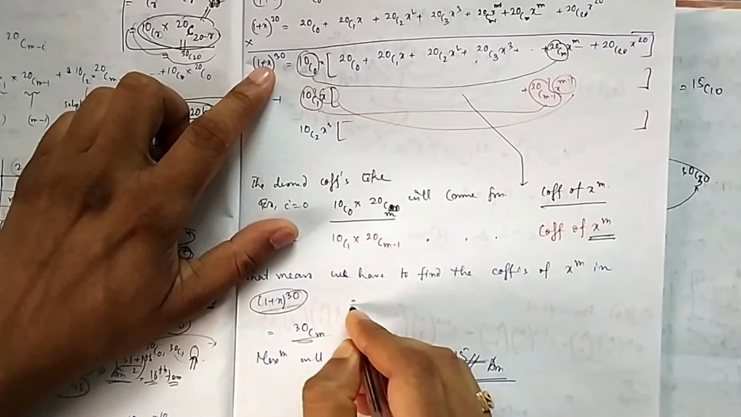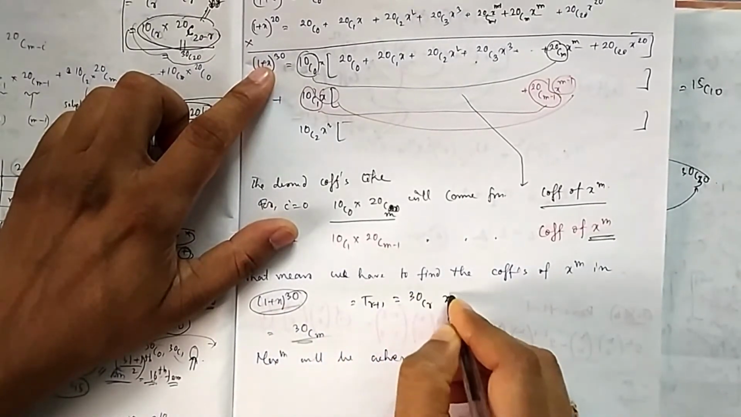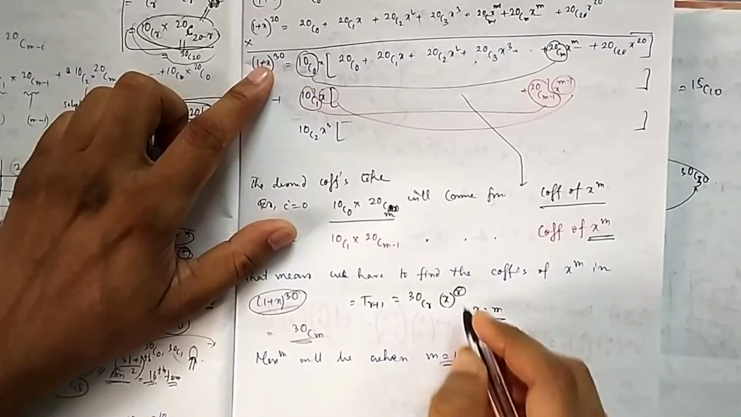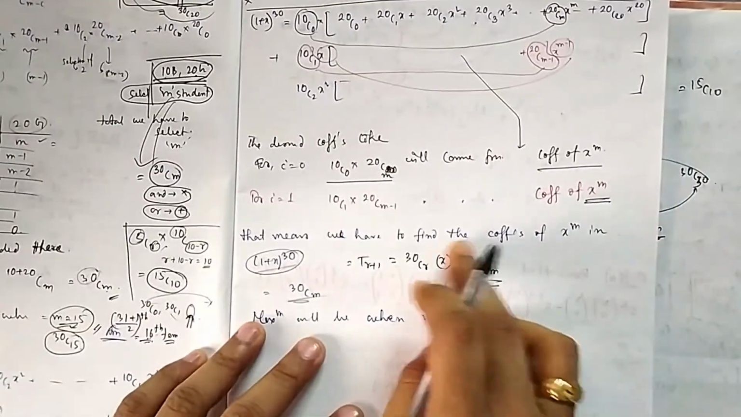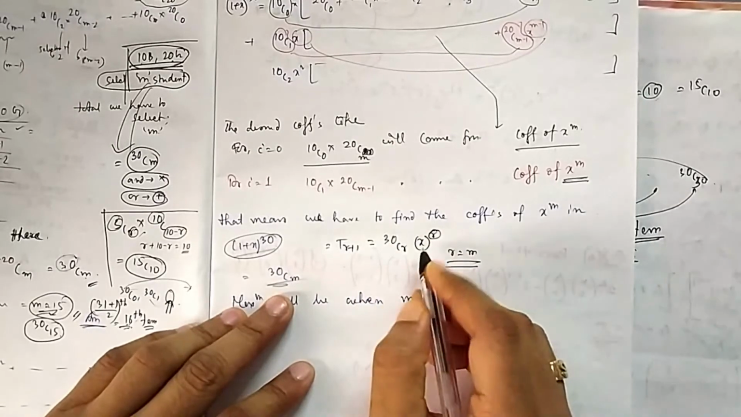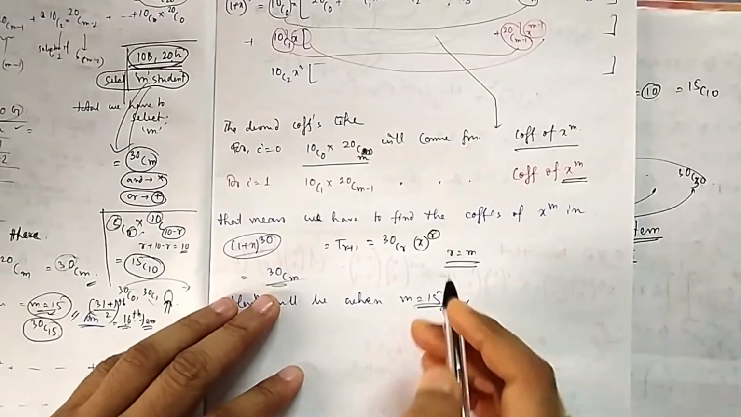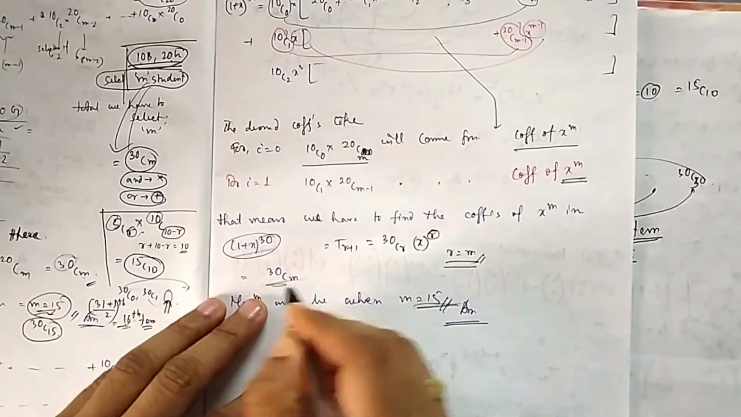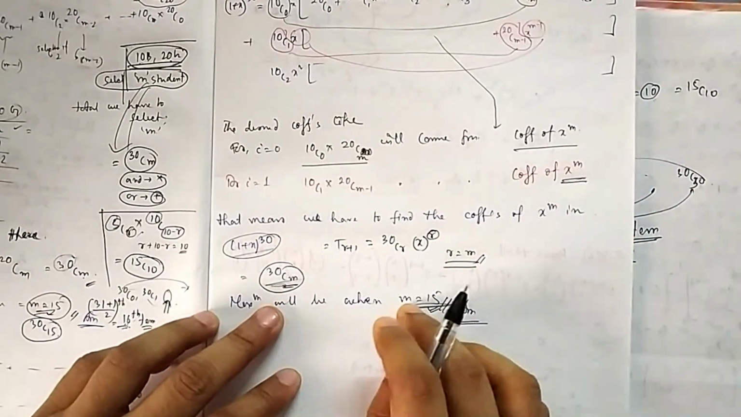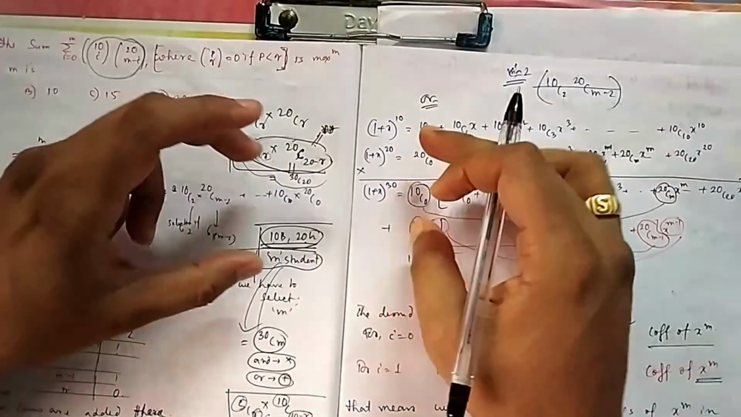How to find it? The general term we write is T(r plus 1) equals 30Cr x to the power r, so your r should be equal to m. That is the property to find the coefficient of any term. We have solved so many questions in the basic level, where you find how to find the coefficient of x square, the term independent of x, the coefficient of x to the power 7, even in JEE Main level. So you will find 30Cm. When will it be maximum? Maximum it will be when m is equal to 15. But remember this concept, both are very important concepts.